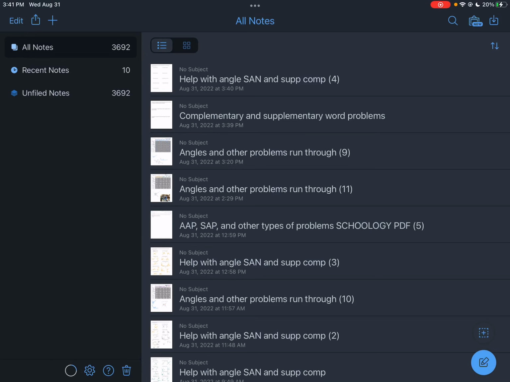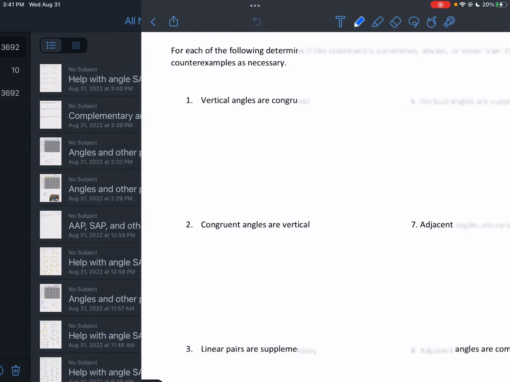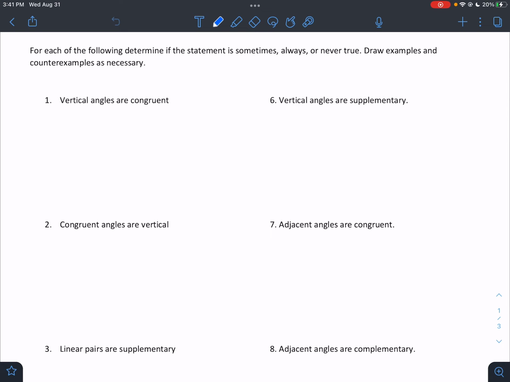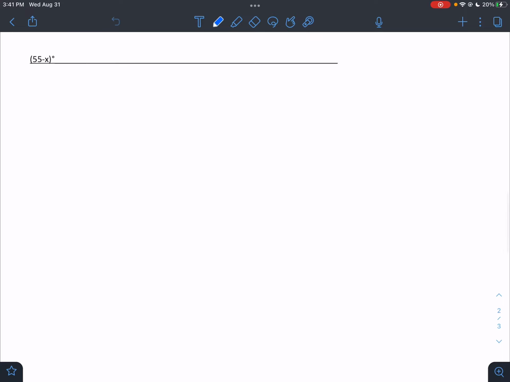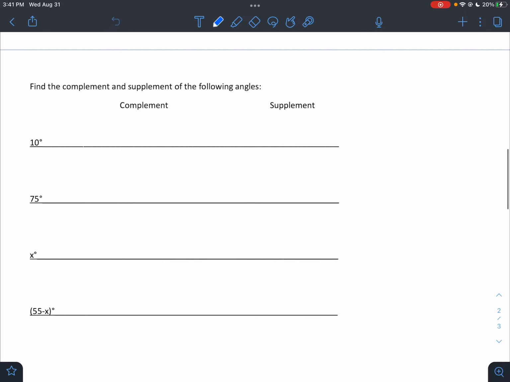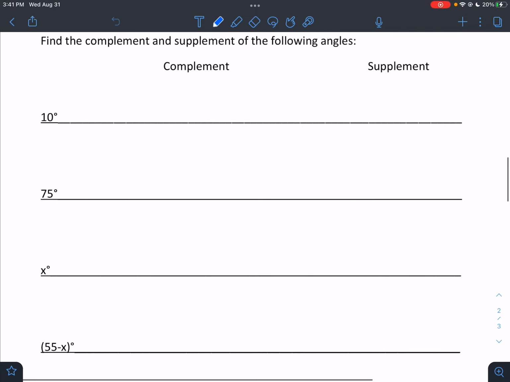Hey guys, so we are going to work with complementary and supplementary word problems today. As you know, last time we talked about what those two words mean. Remember that complementary angles are two angles that add up to 90 degrees, while supplementary angles are two angles that add up to 180 degrees. And I think in order to do the word problems, we really have to understand this information here.